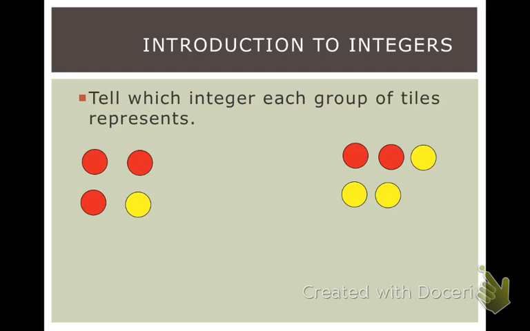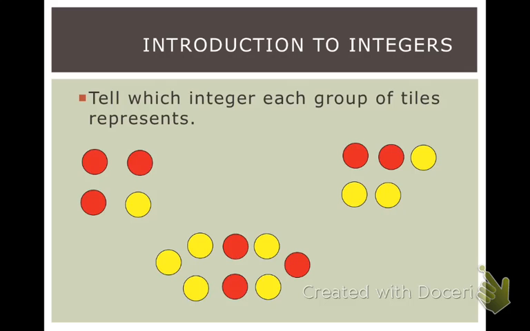This group has 2 negatives and 3 positives. I see 2 separate 0 pairs there. And on this next group, there are 1, 2, 3, 4, 5 positives and 3 negatives. I notice there are 3 0 pairs there.